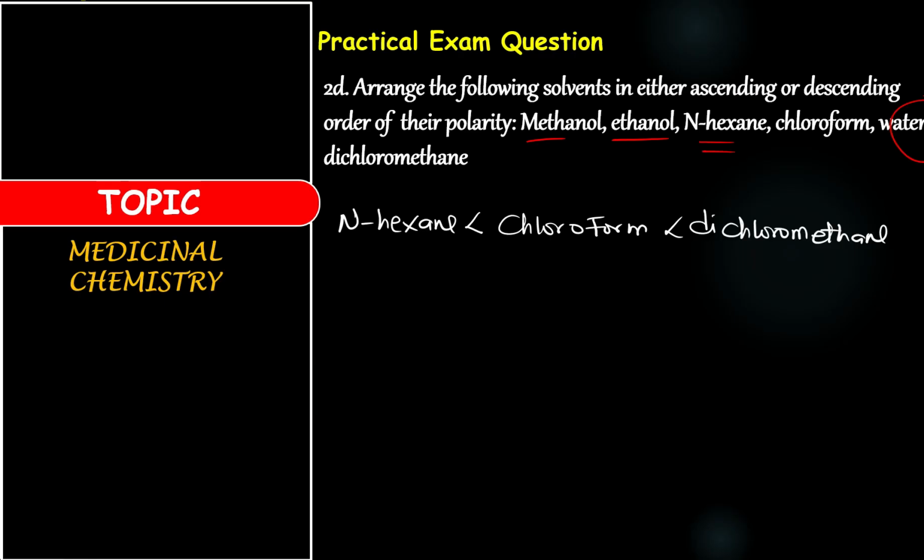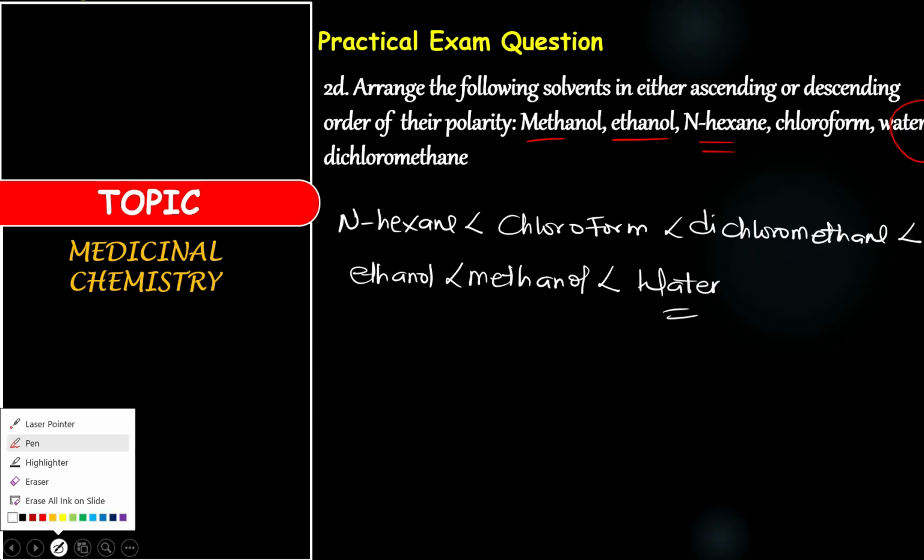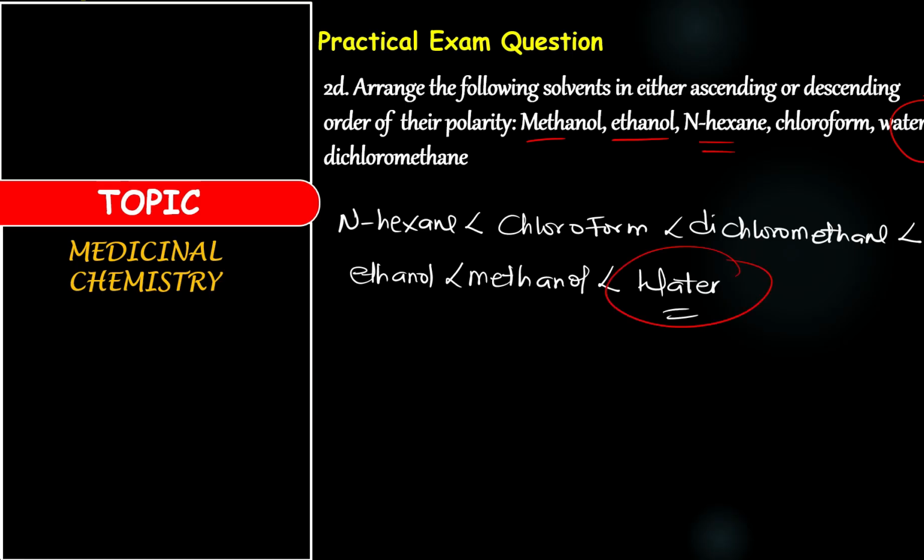So we are not talking about water now. Between methanol and ethanol, I told you that the longer the chain, the less the polarity. So ethanol is less polar than methanol. Then less than water. Water is the most polar of every compound you have here. And N-hexane is, of course, a non-polar compound.